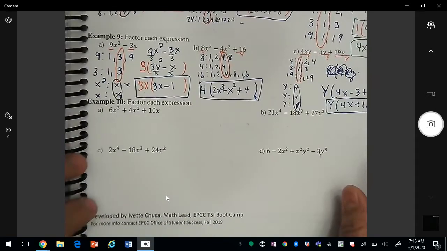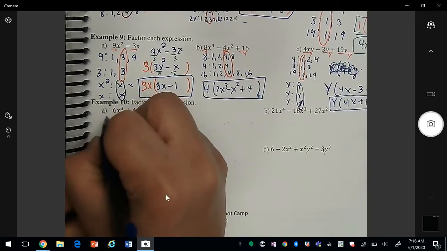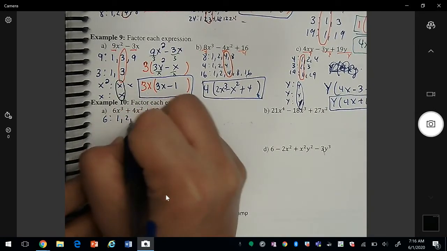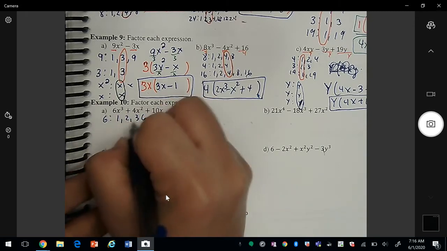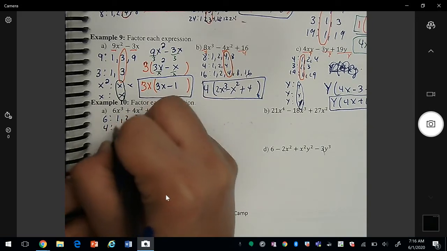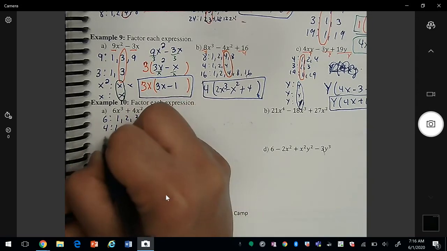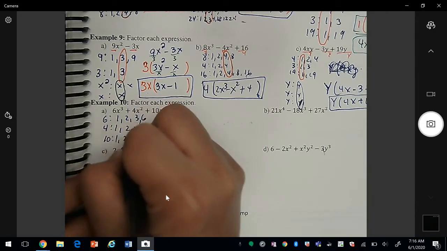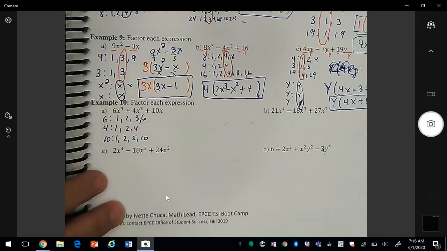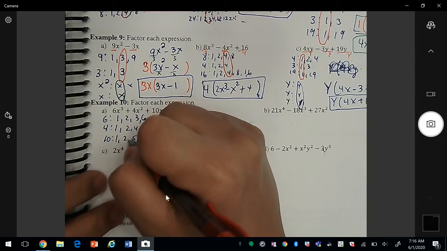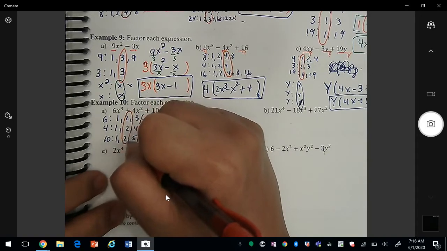Okay, let's practice some more. So we have 6, which is 1, 2, 3, and 6. 4 is 1, 2, and 4. And 10 is 1, 2, 5, and 10. So our greatest common factor is 2.